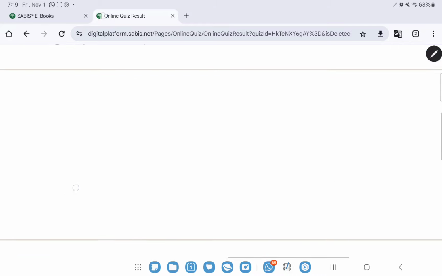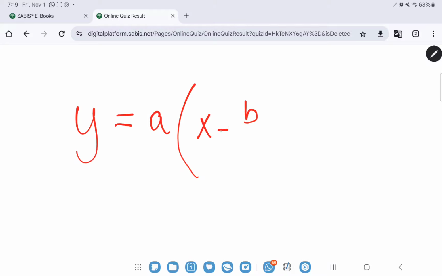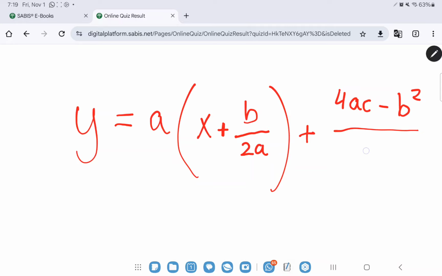Hope you understand. I'm just gonna write canonical form here one more time for the students that didn't catch it the first time. Y equals a times (x plus b over 2a) squared, plus (4ac minus b squared) over 4a. Guys, it's x plus, please don't make a mistake, I'm really sorry. That's the formula for canonical form.